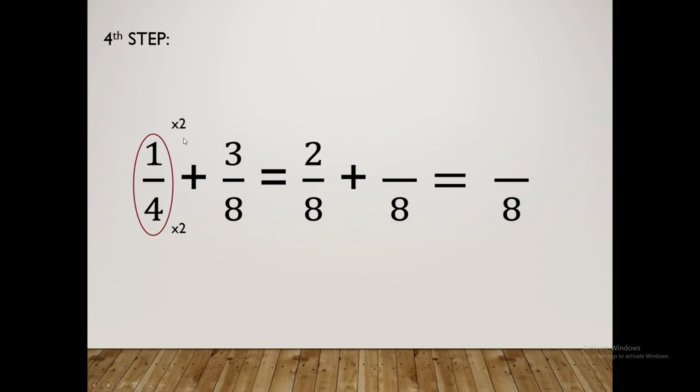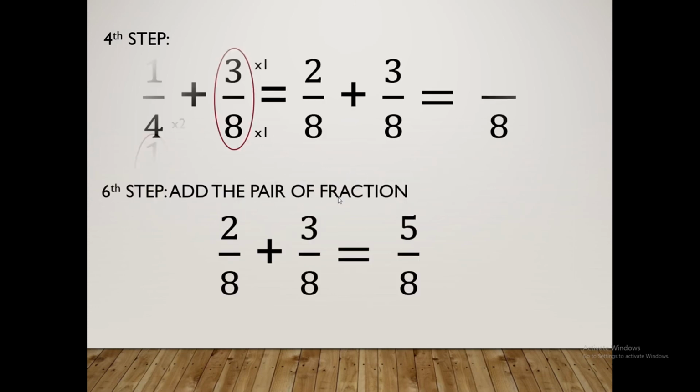To find the equivalent fractions, we must know the right number to multiply both the numerator and the denominator by. In our case, for 1 over 4, to get the same denominator, we must multiply both numbers by 2. 1 times 2 is equal to 2, and 4 times 2 is equal to 8. Next, since the fraction 3 over 8 already has 8 as its denominator, we only need to multiply it by 1. 3 times 1 is equal to 3, and of course 8 times 1 is equal to 8.